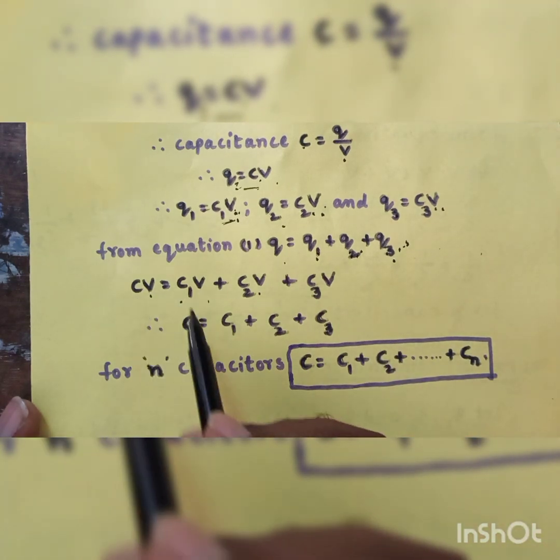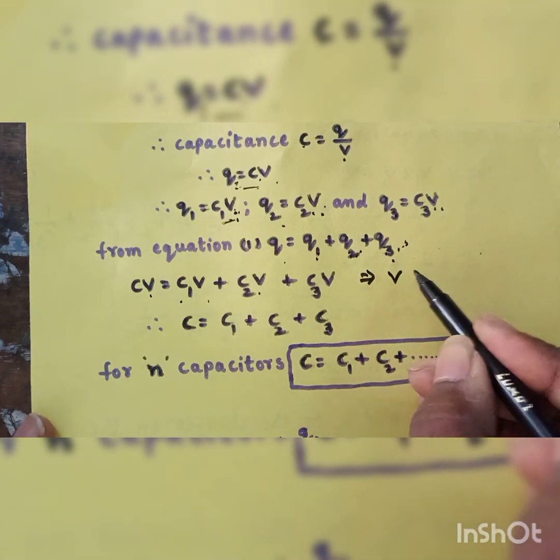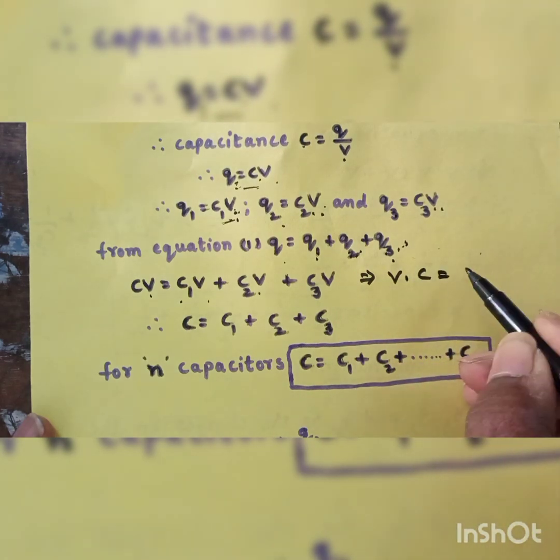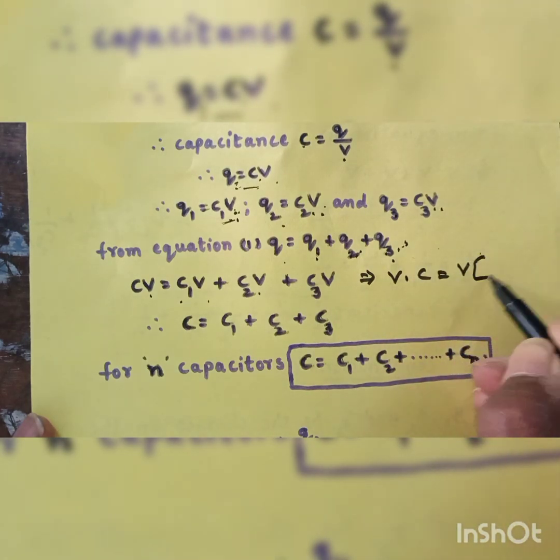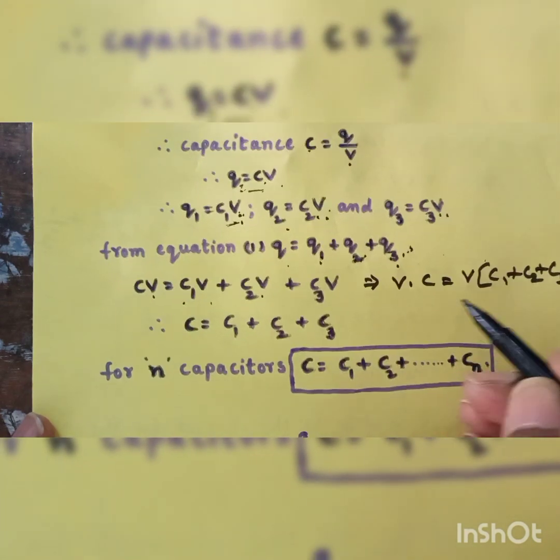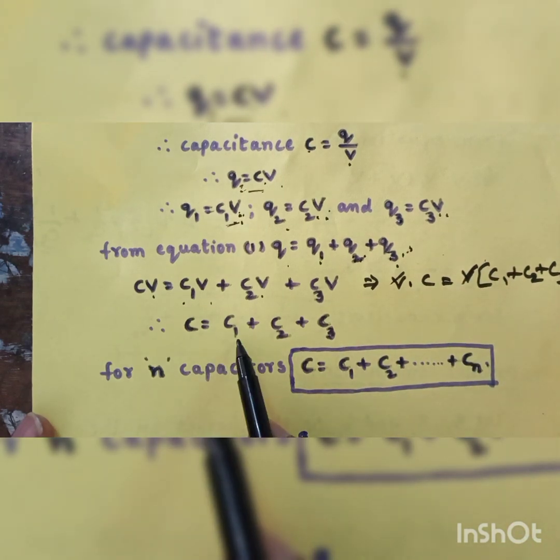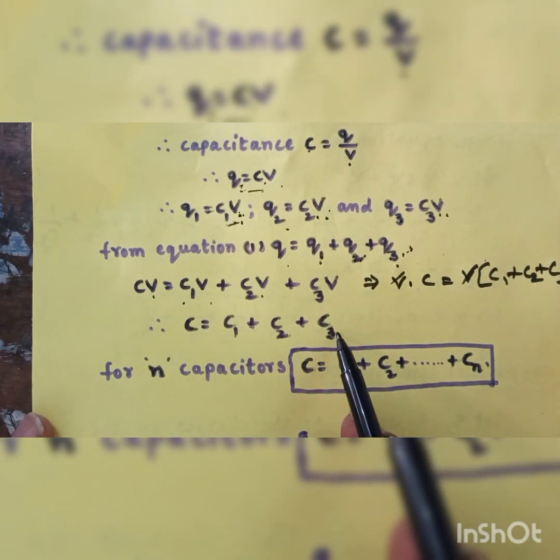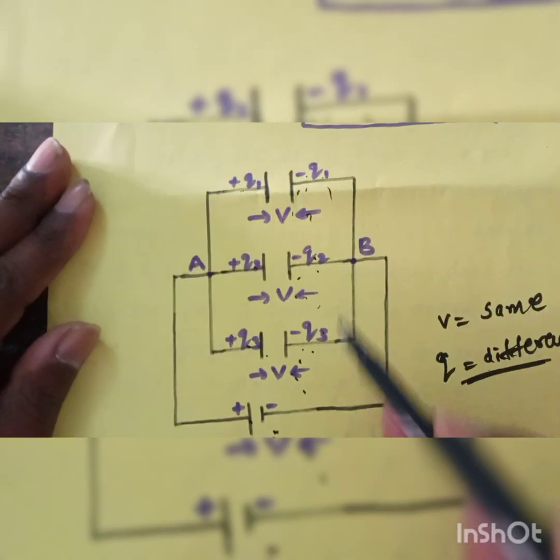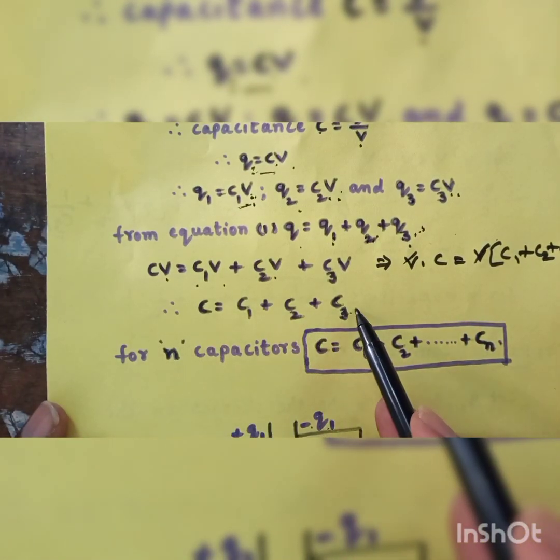In this, what is common? V is common. Taking V common, V into C is equal to V into C1 plus C2 plus C3. So V gets cancelled, and C is equal to C1 plus C2 plus C3. When only 3 capacitors are connected in parallel combination, at that time you will get this formula: C is equal to C1 plus C2 plus C3.